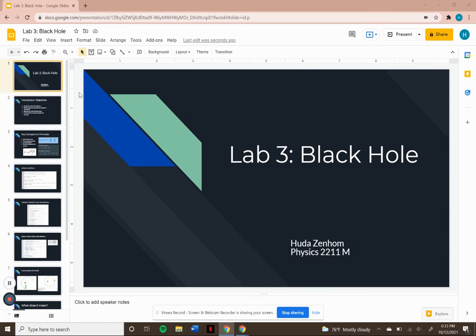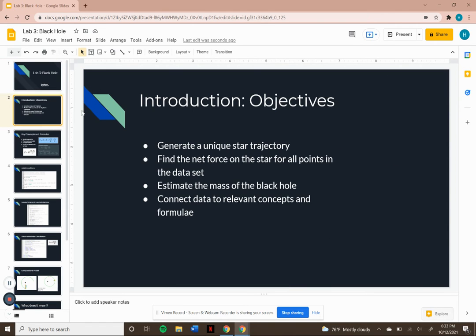This is the third lab of the semester, known as the black hole. The purpose of this lab is to generate a unique star trajectory using your own email, which creates a dataset. Then we find the net force on the star for all the points in the dataset and estimate the mass of the black hole. This is done using the coding program GlowScript. Then we connect the data to relevant concepts and formulae that we are about to discuss.